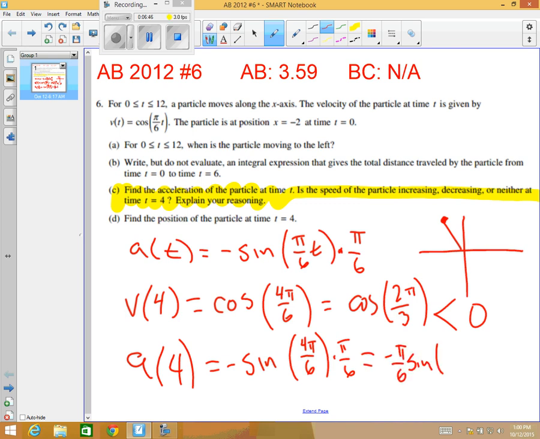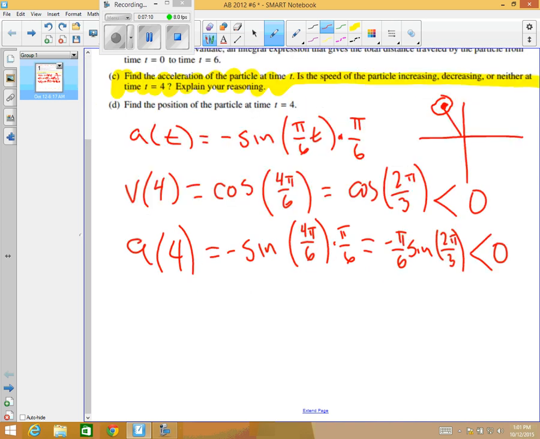Thanks to our unit circle, we know that the sine value of 2 pi over 3, which is the y value, is positive. Negative pi over 6 times a positive is a negative. Specifically, sine of 2 pi over 3 is square root of 3 over 2, but I don't care about that. I just care that this whole thing is going to be negative. And my conclusion, since both the acceleration and velocity were negative, I must be speeding up. So I say speed is increasing.